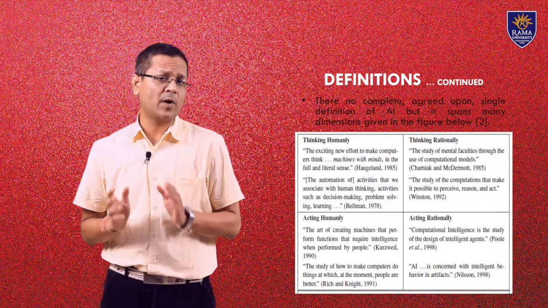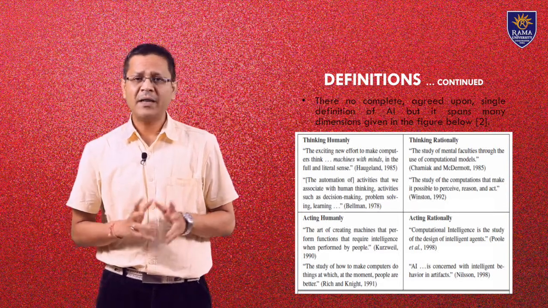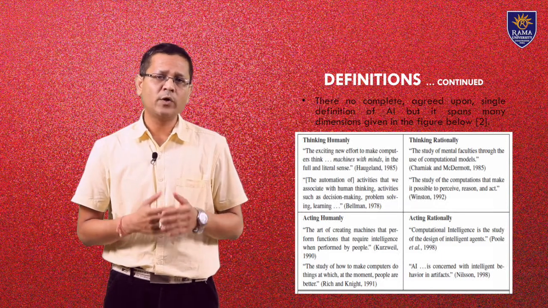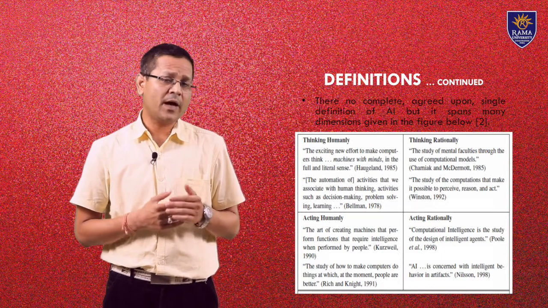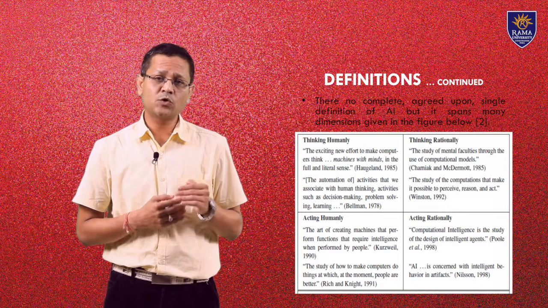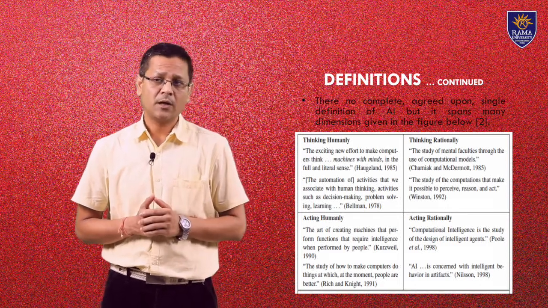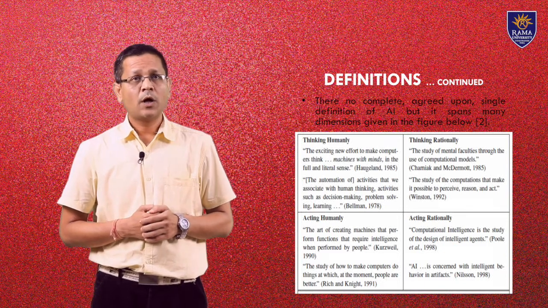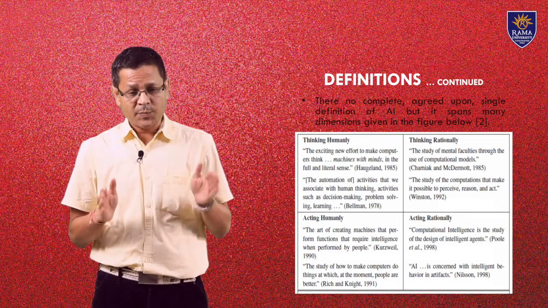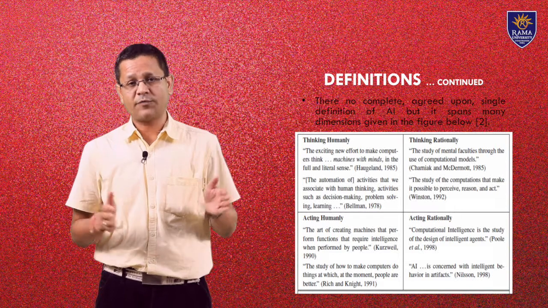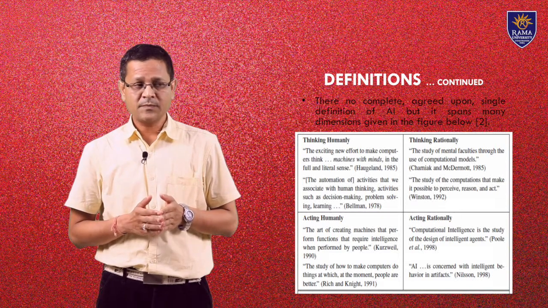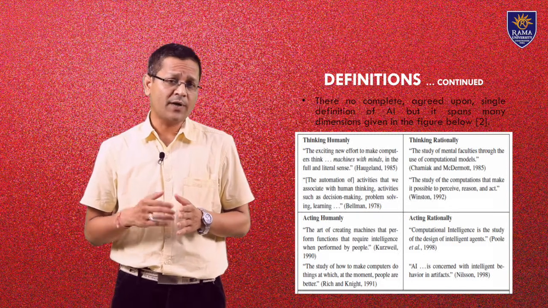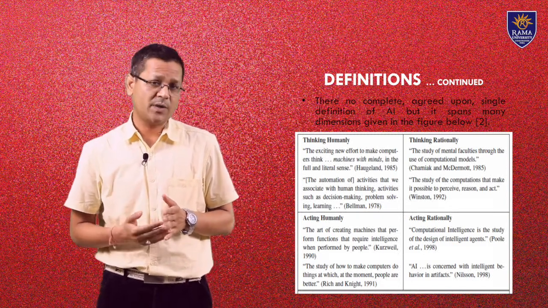Well, when it comes to the definition of AI, we will see that there is no single agreed upon definition of AI. Many researchers and authors have given their own definitions, and every definition stands true in one particular domain or one particular application. It is because AI spans a lot of fields, and thus we define AI along certain dimensions.